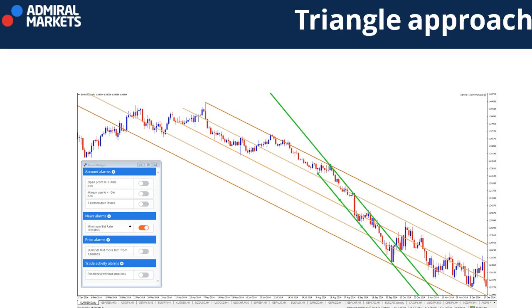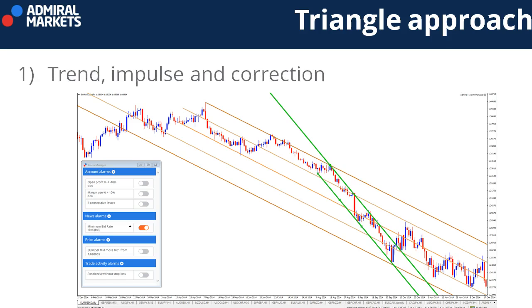Now, the first thing that's very important, and that's probably something that you already thought of, is the trend. But not only the trend, it's also very important to look at impulse and correction. The trend is indicated by the trend channel here in various brown and orange lines. That is a downtrend on the euro USD, and you can see price moving down at a very good angle in a very neat, well-respected trend channel.